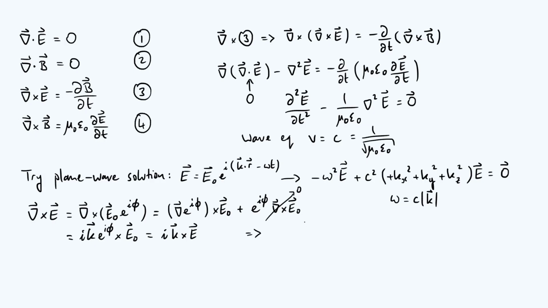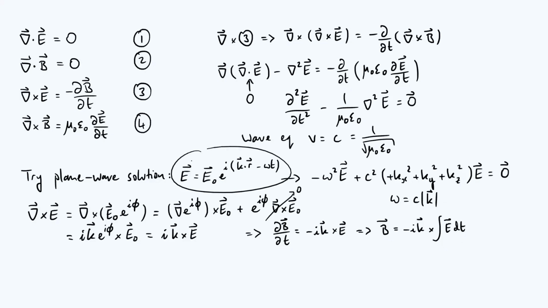Well, we go back to equation 3. Equation 3 then tells us that the time derivative of B, dB by dt, is minus I k cross E, right? All I've done there is substituted curl E equals I k cross E, and then we can integrate both sides and say that the magnetic field B is minus I k crossed with the integral of the electric field with respect to time. It's pretty straightforward to do that electric field integral, actually, because we already know the electric field in terms of time. So let's go ahead and do that.